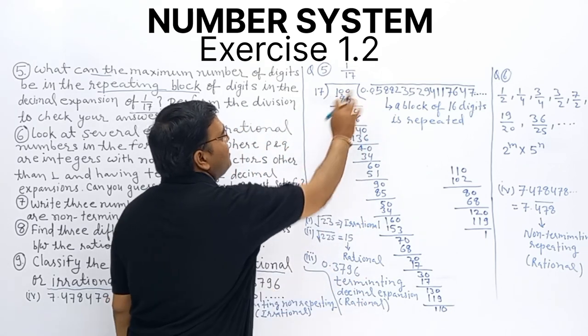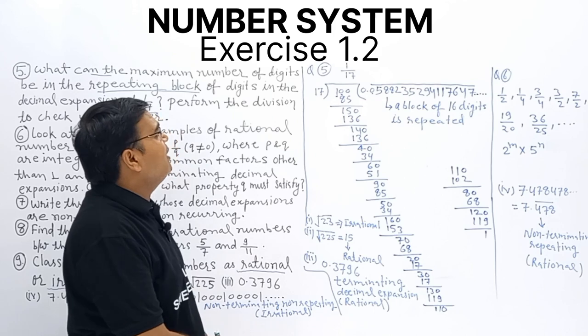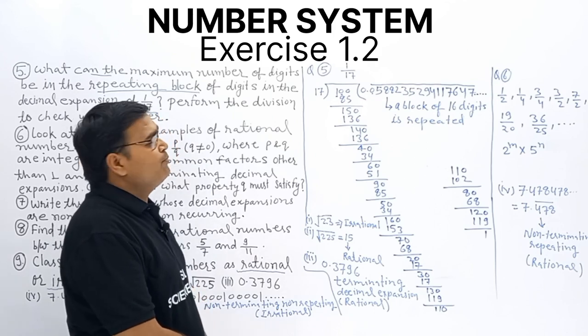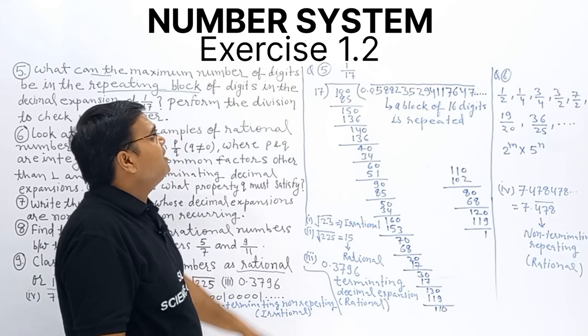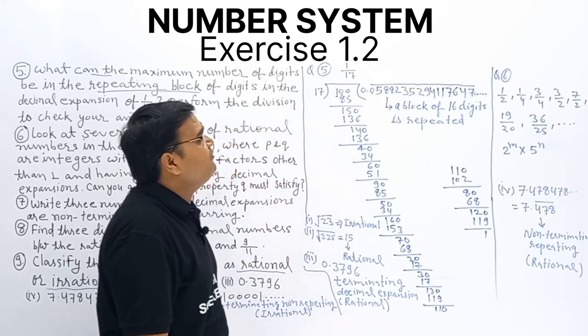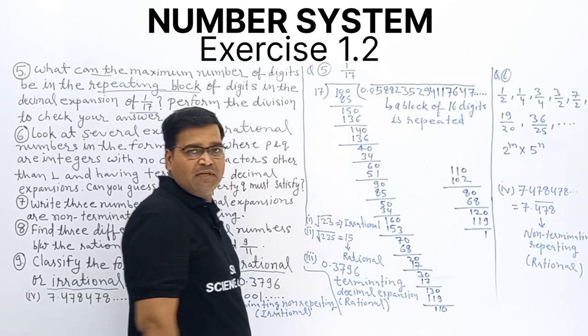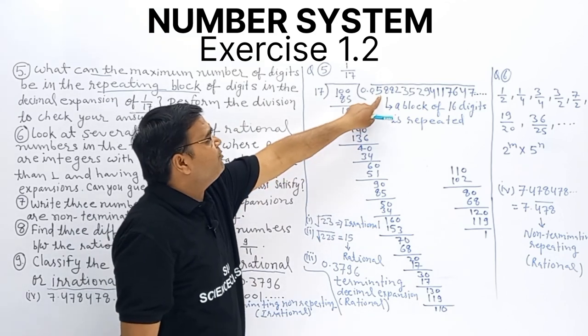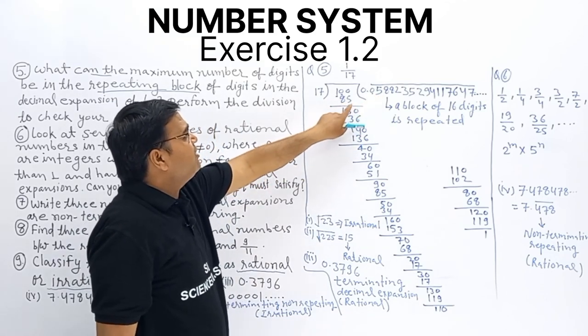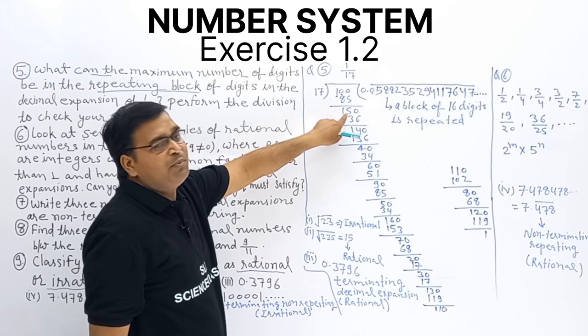Now this is the 100, and how many times is it going? Once we divide by 17, it is going 5 times. 17 5s are 85. 5 times it is going, we are putting 5 there, 85 there. What is the remainder? Remainder is 15.